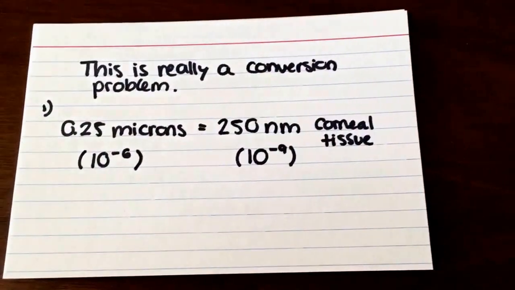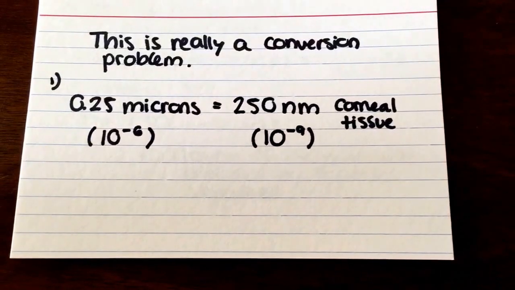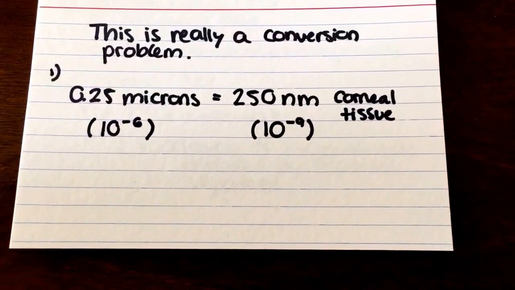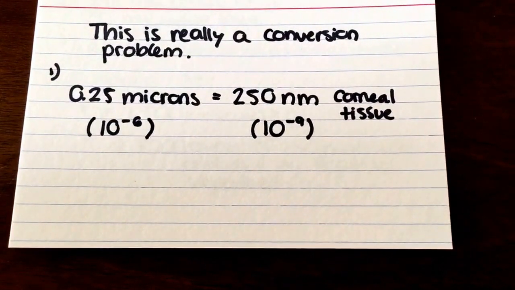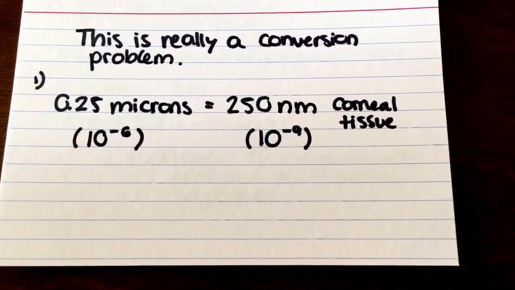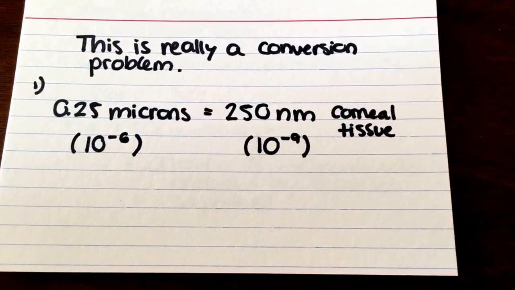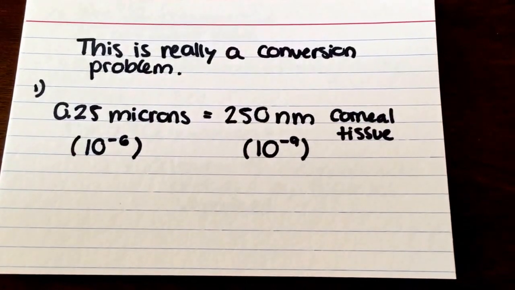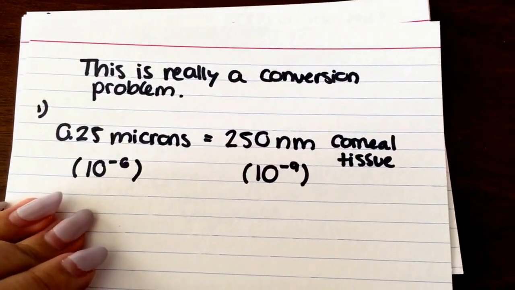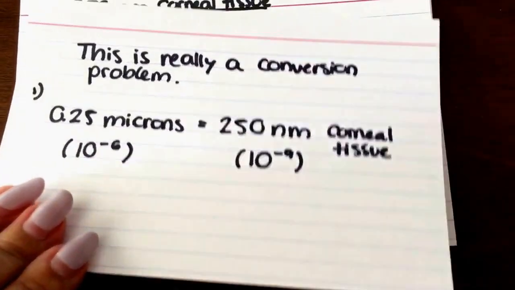So, like I said, this is really a conversion problem. So you have 0.25 microns, which is going to be 0.25 times 10 to the negative 6th meters, and that is going to be equivalent to 250 nanometers, so essentially 10 to the negative 9th meters of corneal tissue. And excuse me if I misspeak or blunder. That's why I wrote everything down on flashcards beforehand. Those are hopefully a lot more clear.